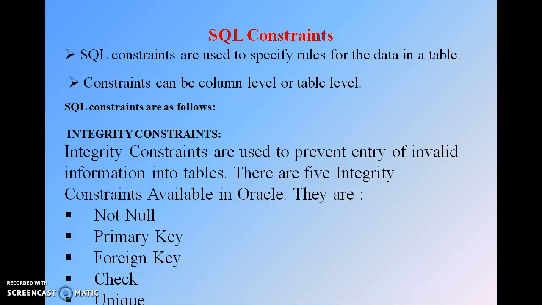Integrity indicates what? Completeness and correctness of the database, and to maintain this integrity we must apply some integrity constraints to table columns. Here integrity constraints are used to prevent entry of invalid records and invalid information into tables. There are 5 integrity constraints that can be used to set the constraints to a particular table column. These integrity constraints are not null constraint, primary key constraint, foreign key constraint, check constraint, and unique constraint.